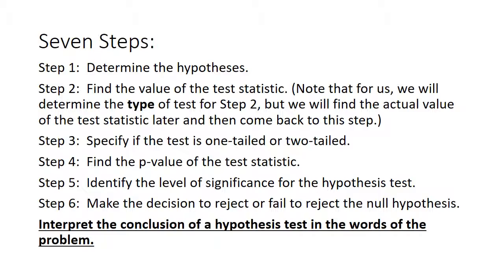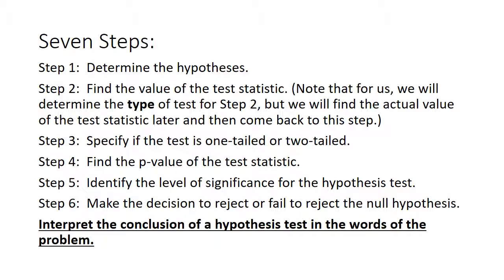First step in the homework problem is to determine the hypotheses. This is what we did in the last section. This is what we practiced before. Find your null and alternative hypotheses and formulate them correctly. The homework asks you to find the value of the test statistic. We're going to do that using our calculator, but here really what we're going to do first is decide the type of test. Are we going to conduct a z-test or a t-test? And then we'll come back and find the value of the test statistic.